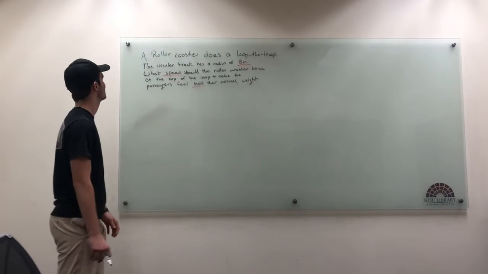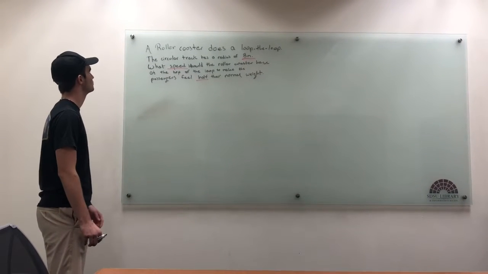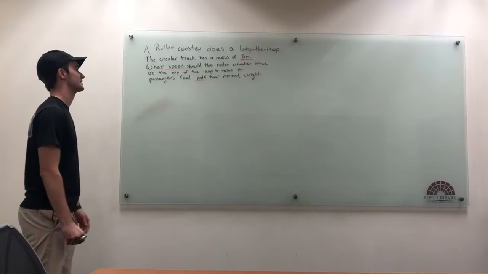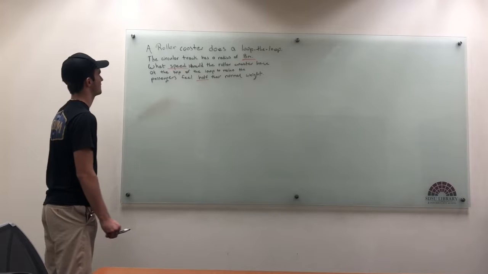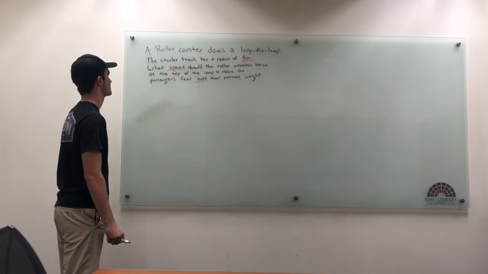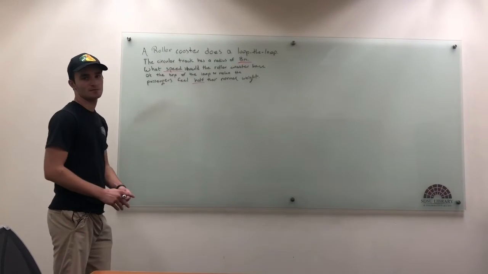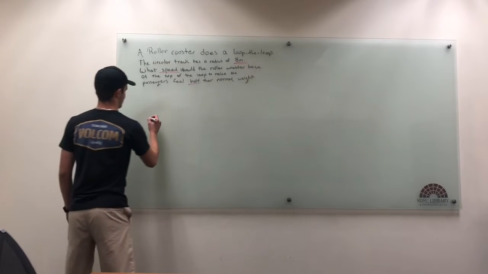Alright, so we have a problem. The roller coaster does a loop-the-loop. The circular track is in radius of 8 meters. What speed should the roller coaster have at the top of the loop to make the passengers feel half their normal weight? So first step is to draw a picture.